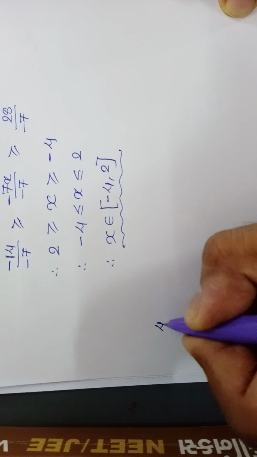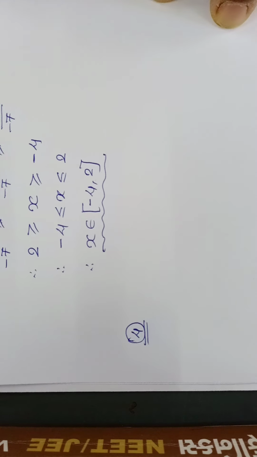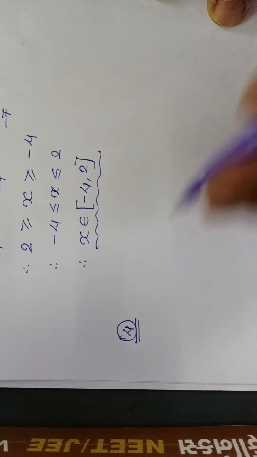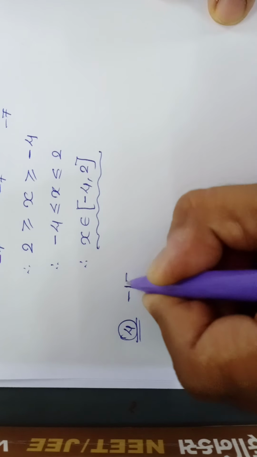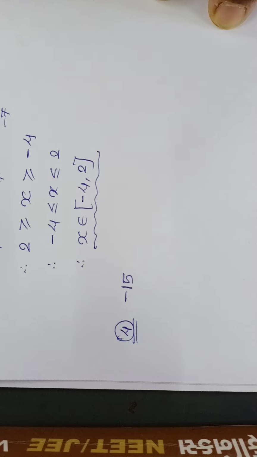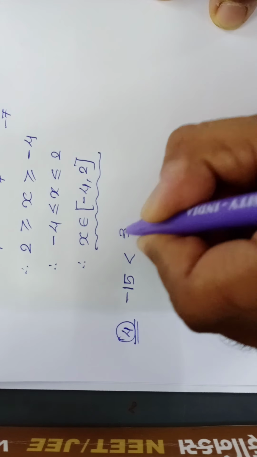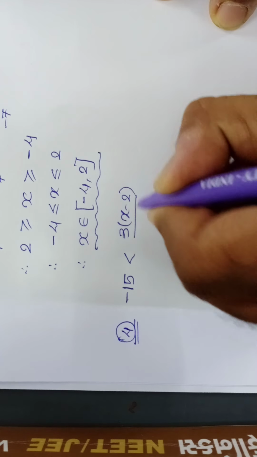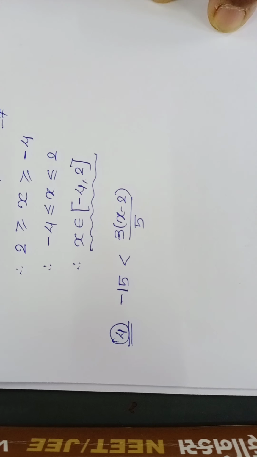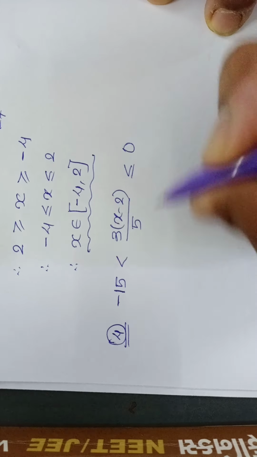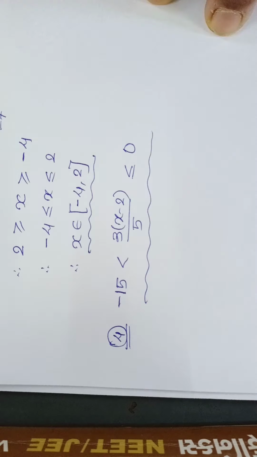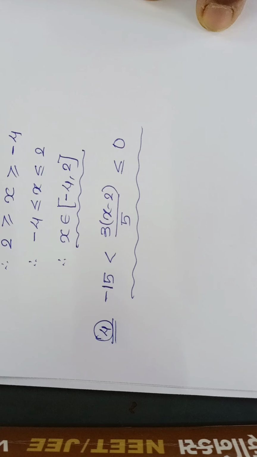Example number 4. This example is minus 15 less than 3 times x minus 2 by 5 and less than or equal to 0, right? So this is very easy. This 5, first of all let me write on this side.